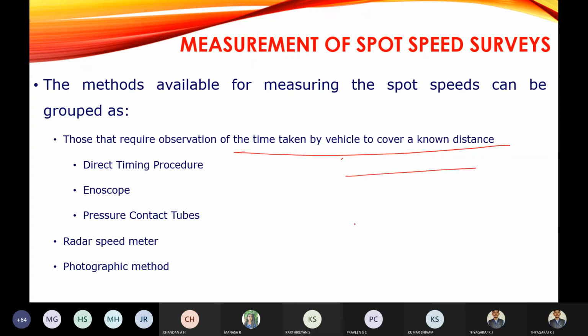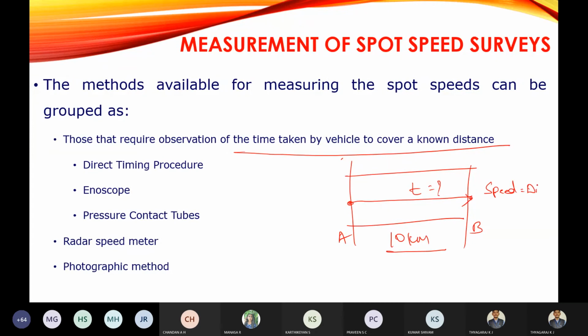For example, a 10-kilometer road is there. This is A, this is B. What is the time required to travel from A to B? We know the distance, and if we know the time, we can easily calculate the speed. Speed is equal to distance divided by time. If we note down the time required to move from one point to another point, we can calculate it as the spot speed. This is a very simple procedure.